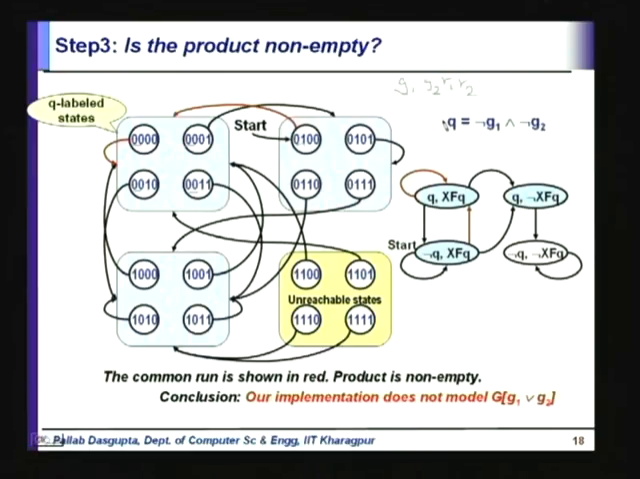What was G of not Q? G of not Q is globally G1 or G2. That was the property that we originally wanted to prove. Now we have found out a counter example for that because the negation of that property has an accepting run in the implementation.